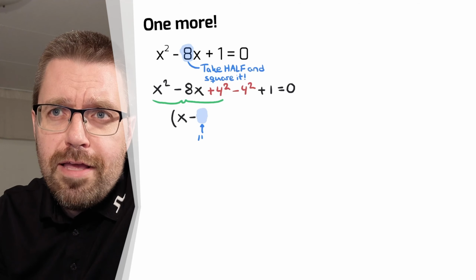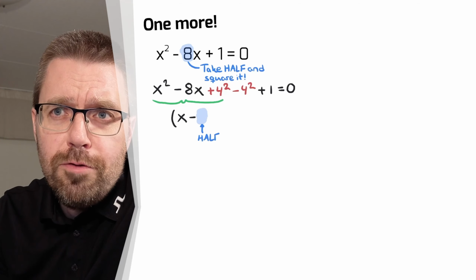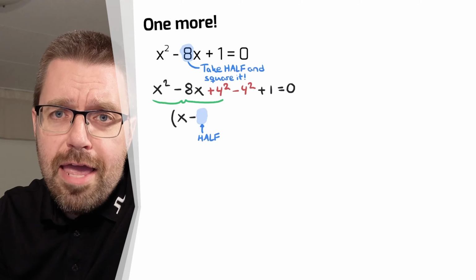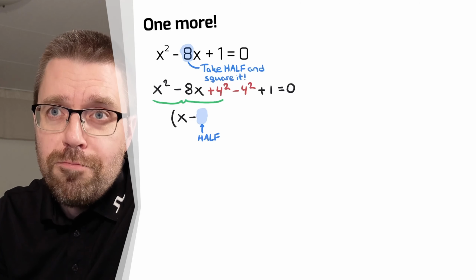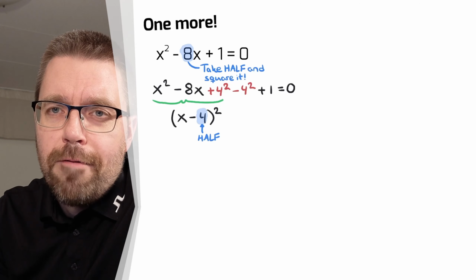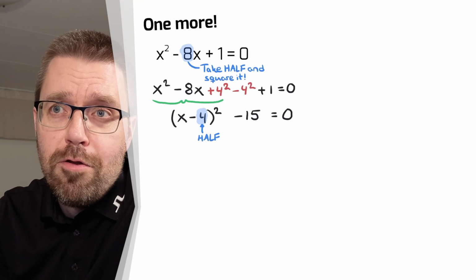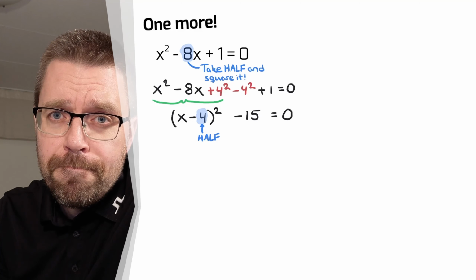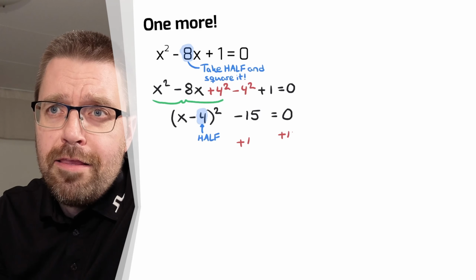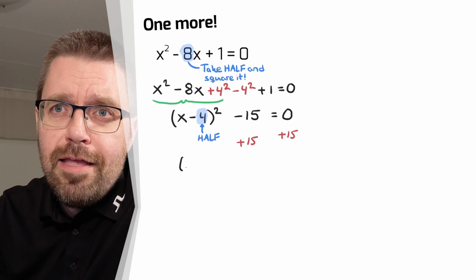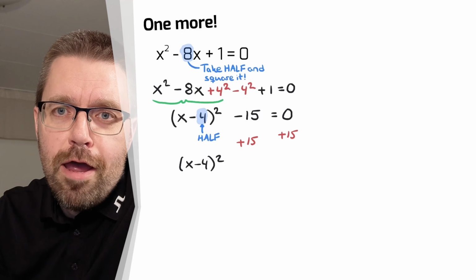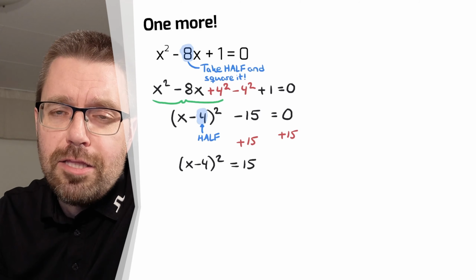X minus, and then the next term should be half of the number 8. So it will be 4, and then squared. Then we have minus 16, and plus 1, it will be minus 15. And of course, I can add 15 to both sides, and then I only have the parenthesis squared at the left, and then 15 at the right.